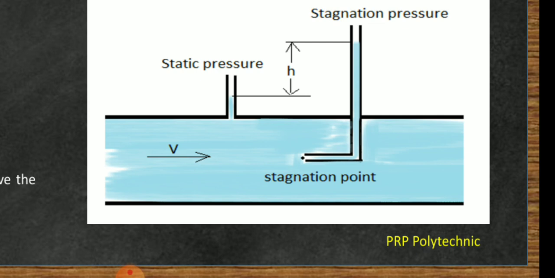So this is how you can calculate the flow measurement using the pitot tube, orifice meter, and Venturi meter. I hope this concept is clear to you. Thank you and stay safe.